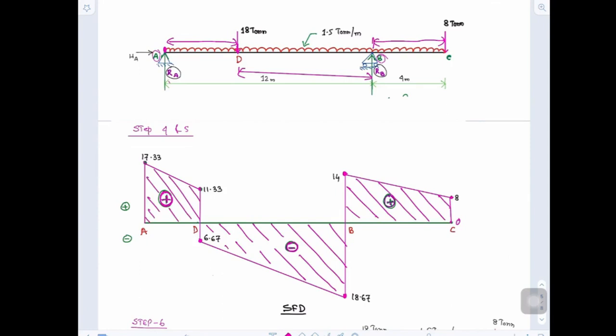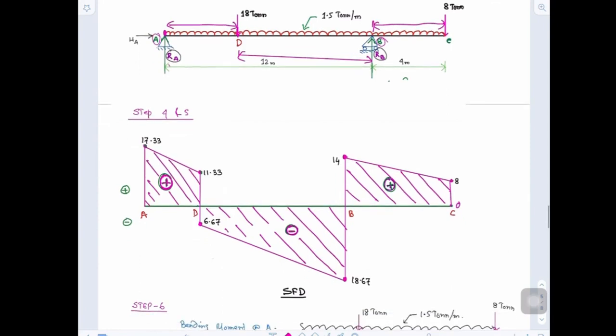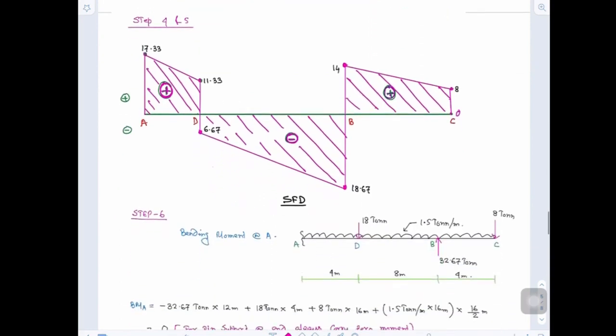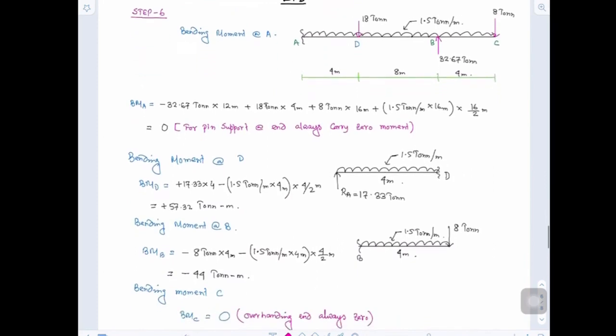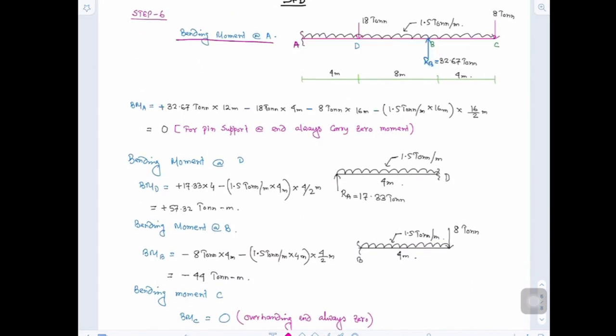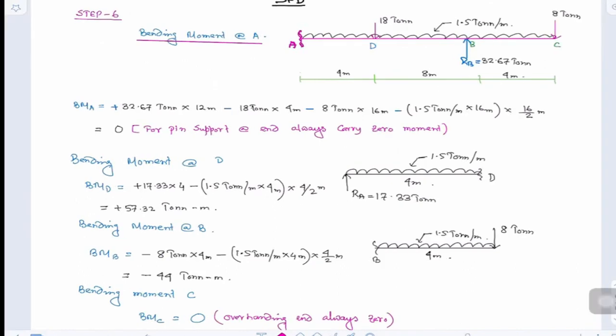Now, so far we have shown the shear force diagram. Now for the next step, we need to find the bending moments at different or specific points of the beam. Now say I am interested to find the bending moment at A. So at A, I need to cut the beam, my right portion of the beam, and I have cut at A. Okay, now I need to find the bending moment at A.